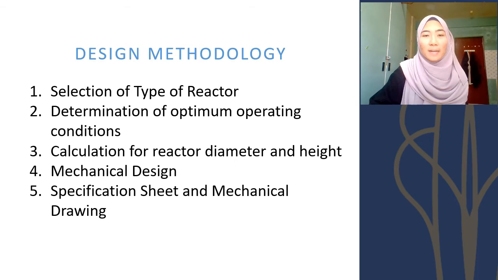The overall design methodology for the hydrotreating and hydrocracking catalytic reactor will begin with the selection of type of reactor, determination of optimum operating conditions, calculation for reactor diameter and height, followed by the mechanical design, and lastly, specification sheets and mechanical drawing are provided.